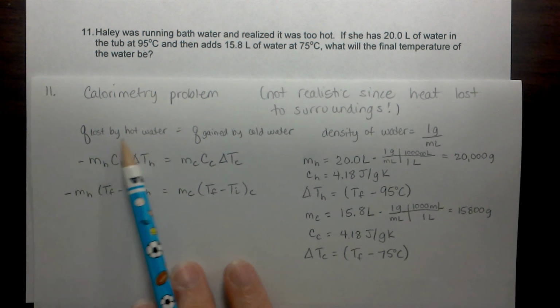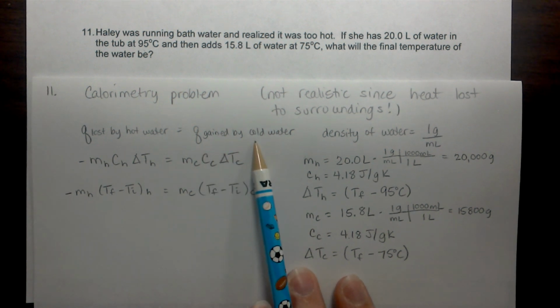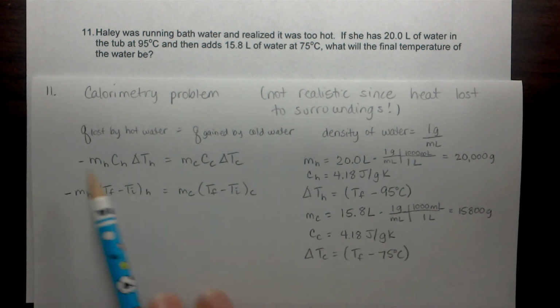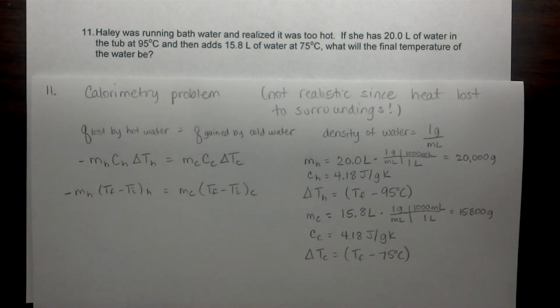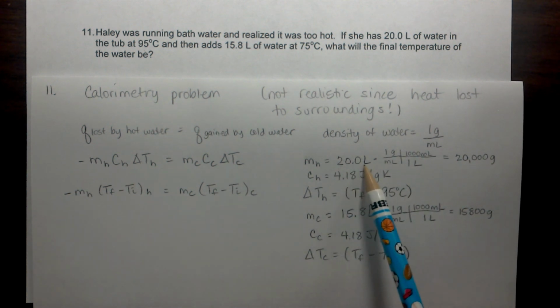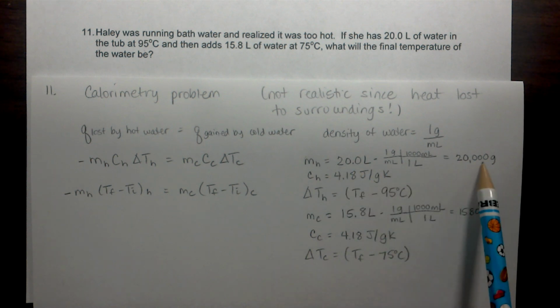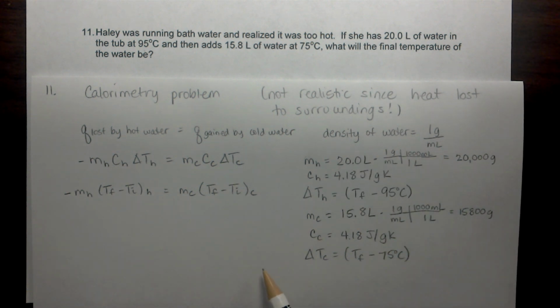So the heat lost by the hot water is going to be equal to the heat gained by the cold water. Again, one is endothermic and one's exothermic, so we need to have a plus and minus sign. We're going to use the same formula that we did before. Over here, what I've done is convert my volume, because it gave you volume and not mass, to mass by using the density of water. The density of water is 1 gram per milliliter. And then I just simply plugged in the rest of the information that's there.